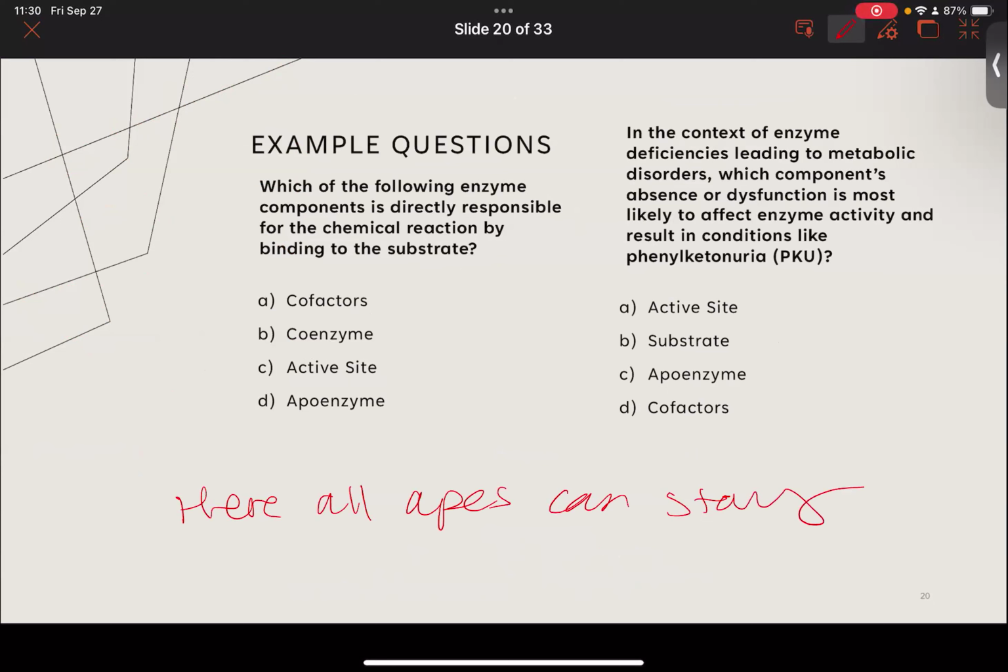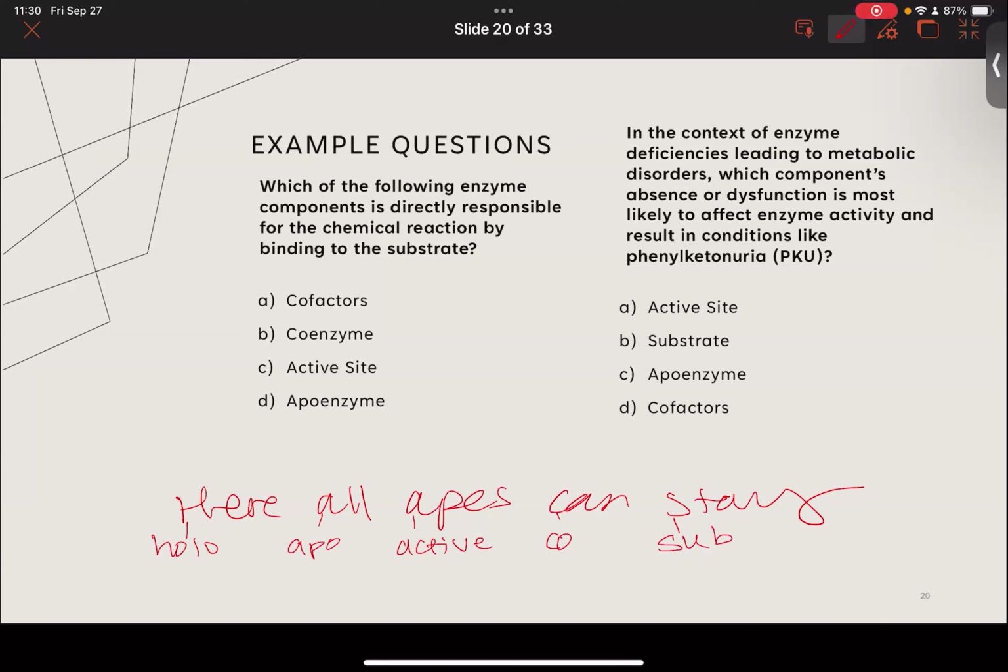All right. So it's asking us which of the following enzyme components is directly responsible for the chemical reaction by binding to the substrate. So we've got all of our components here. We've got the holoenzyme, which is the whole functional thing. We've got the apoenzyme. We've got the active site, which is where our substrate is going to bind. We've got our cofactor or coenzyme. Just put co. And then we've got our substrate.